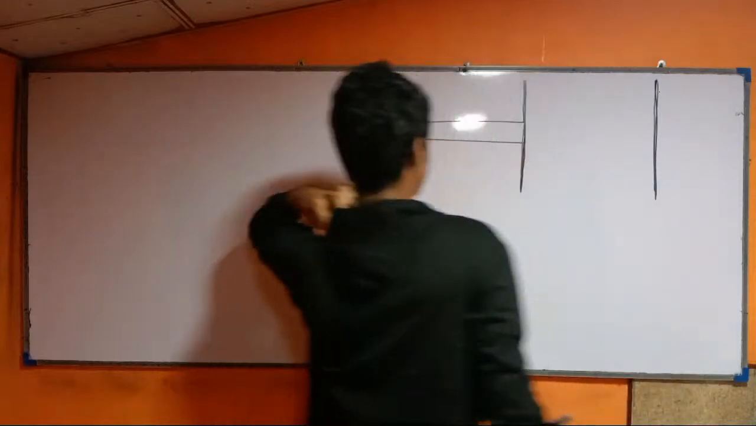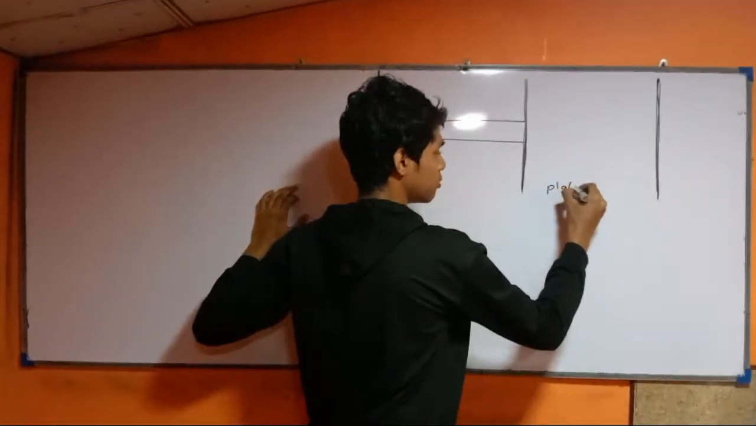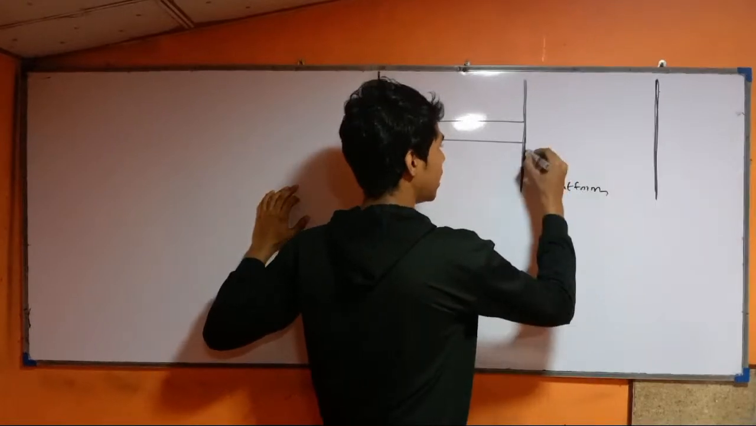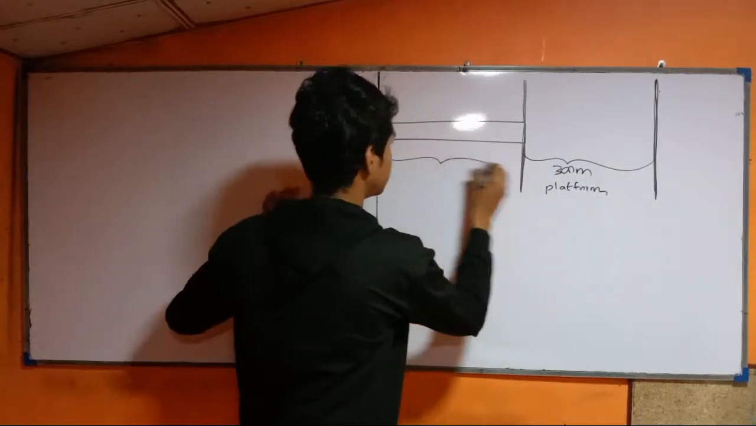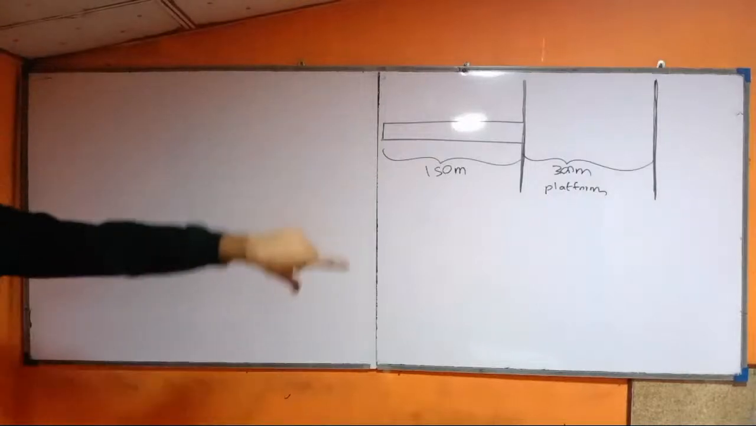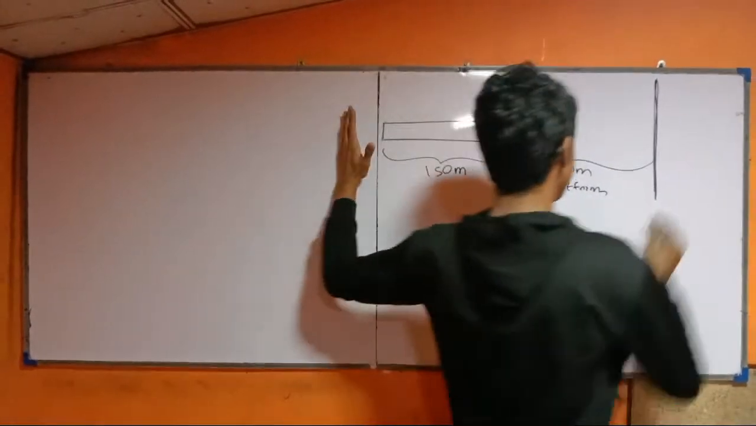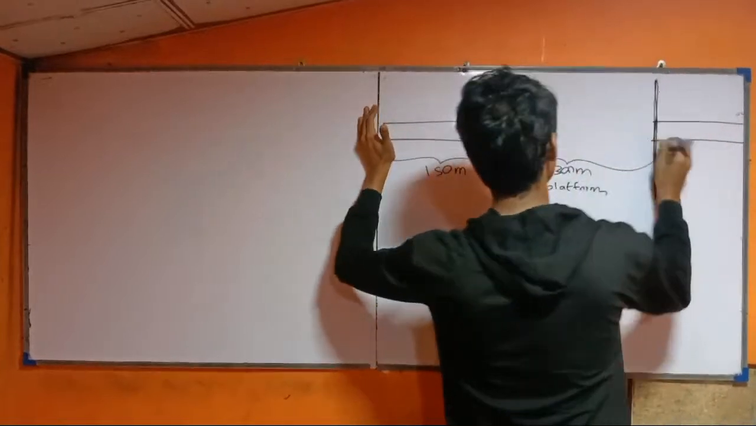Okay, this one is the platform. This is the train. That's the platform. And this one is 300 meters. This one is 150 meters. So the train passing the platform means its backside should be here.